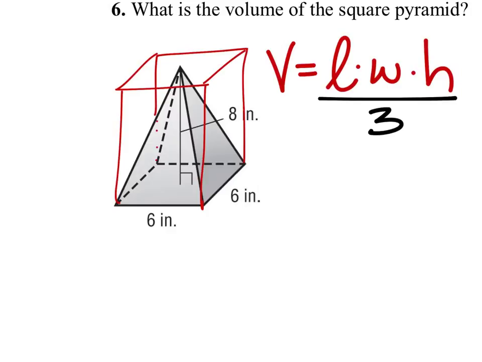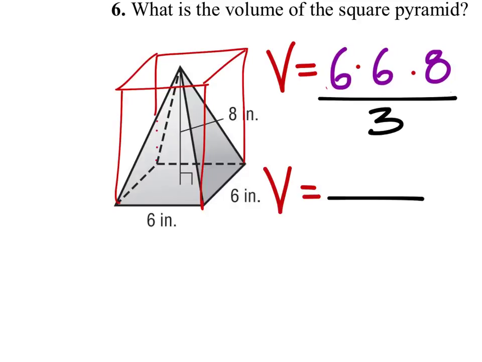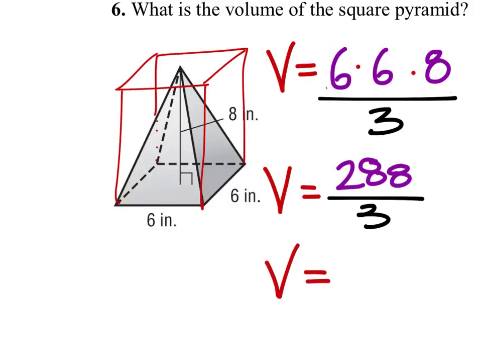So now we can go in and replace the length, the width, and we're going to say the height in this one specifically is the 8. So the length and width are 6. And this is what we have. So 6 times 6 times 8, that's going to give me 288. And I will need to divide that by 3 to find the volume of the actual prism.